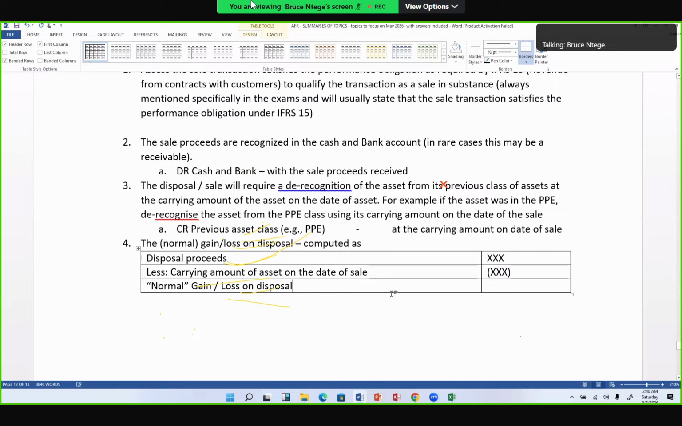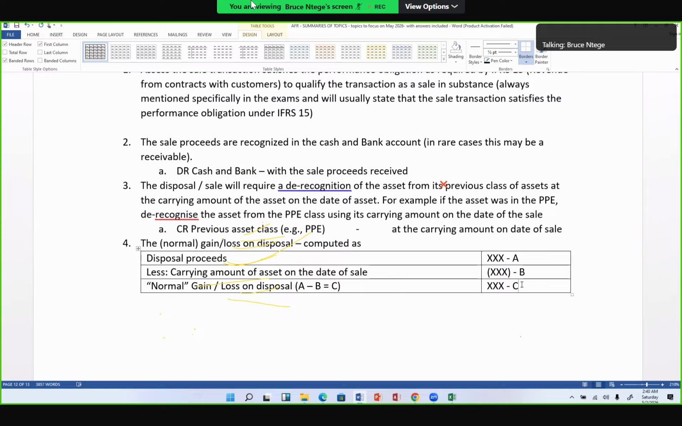So the normal gain or loss on disposal is computed as, assuming you are given figure A and figure B, A minus B, which gives you the gain or loss on disposal, which is C. So you have your figure there.